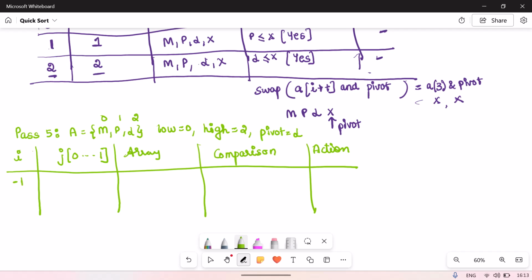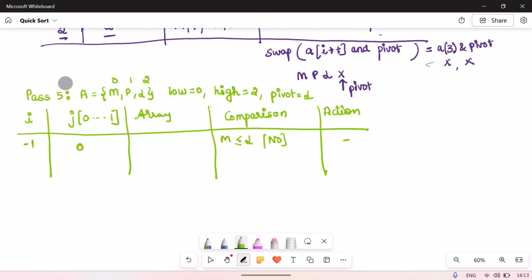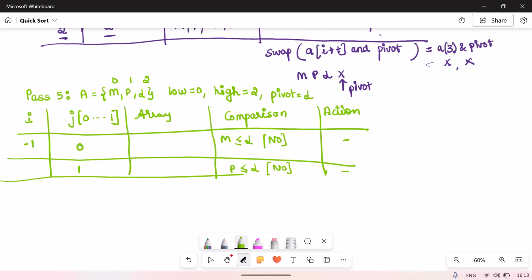Okay, so initially i is -1, j will start at 0, comparison. So A of j will be compared with pivot. A of j is M, A of 0 initially. Is it less than or equal to pivot? No. M is not less than L, so no action will be taken. Now j will increase by 1, so it will become 1. So now P will be compared with L, A of 1 and pivot. So again this is no, so no action will be taken.